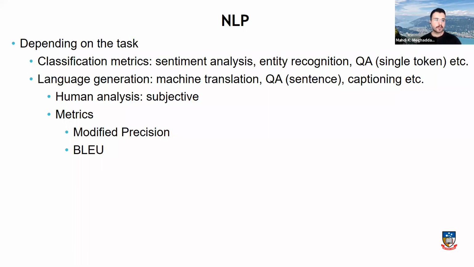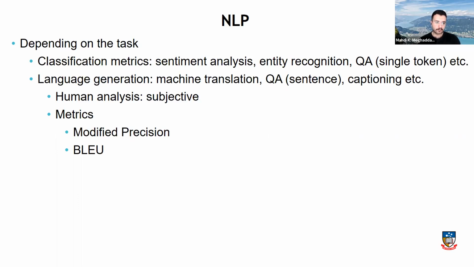This is being recorded. So in NLP, depending on the task, again, as was the case in computer vision, you could go back and use classification metrics. For example, if you are using sentiment analysis, which is basically a classification task, entity recognition, another classification task, Q&A, if you're answering in a single word or single token, that's another classification task. So those metrics that we defined are applicable.